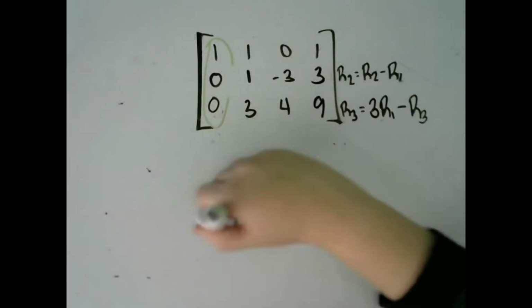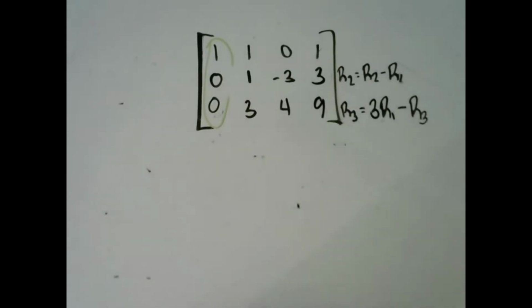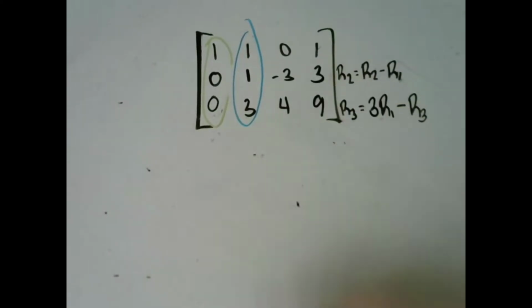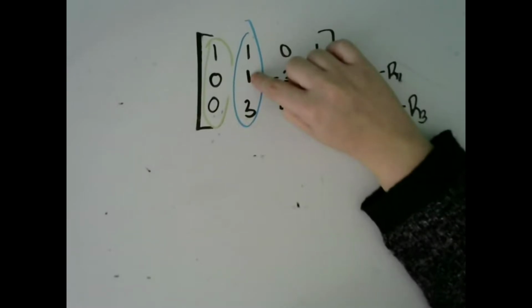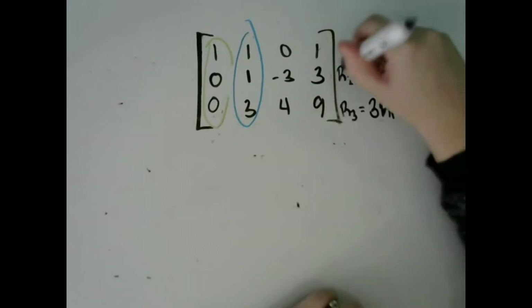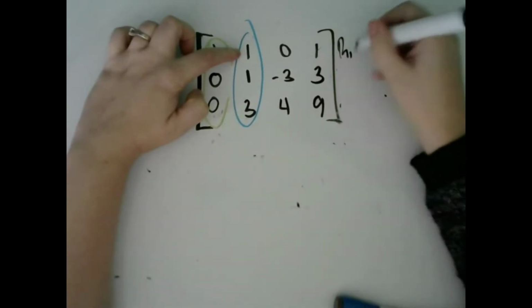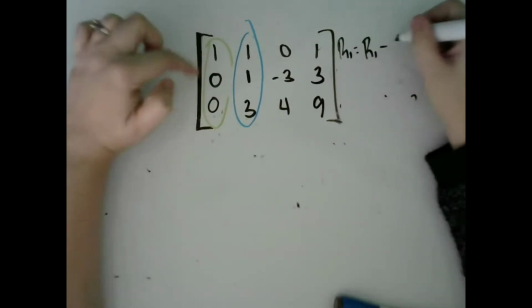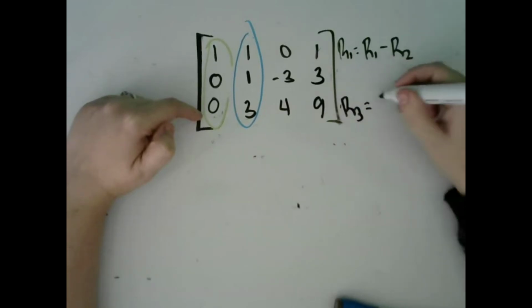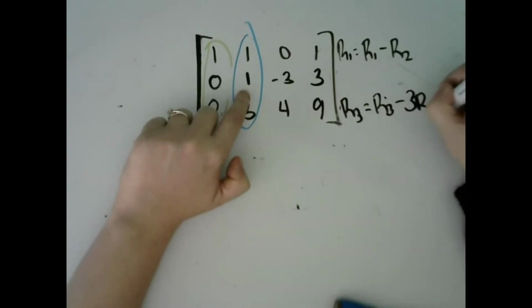Now that we're done with column 1, we can move on to fixing column 2. When you're attempting to get zeros in column 2, you want to rely on row 2 for all of your operations. So we want to use this 1 to eliminate this 1 and this 3. And we end up with very similar steps. So to fix row 1, we're going to do row 1 equals row 1 minus row 2. And to fix row 3, we're going to do row 3 equals row 3 minus 3 row 2.